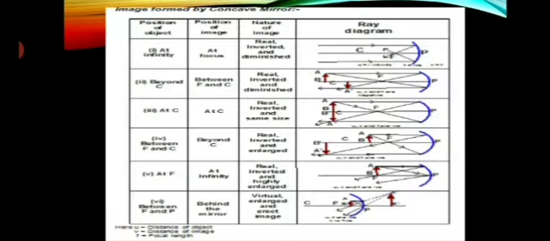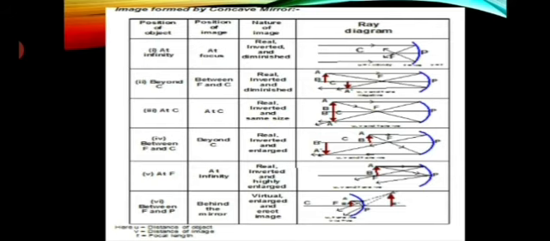Later on, the candle's position is changed here and you can obtain an enlarged image of the flame. So what is the condition for an enlarged image, diminished image, inverted image or real image? We'll be seeing. Here is a table given which shows the image formed by a concave mirror.